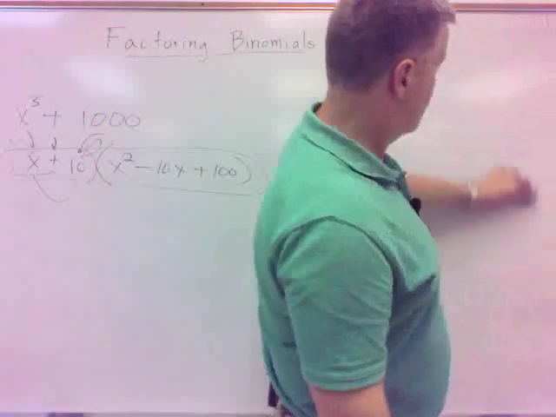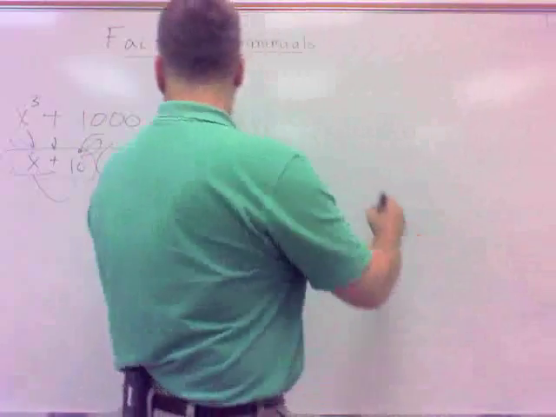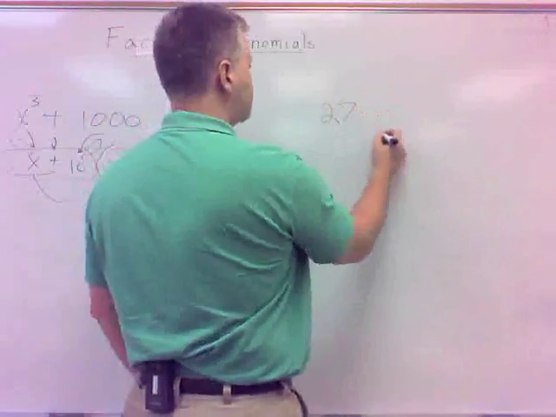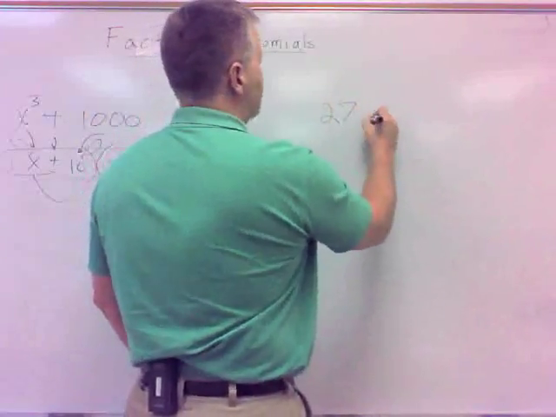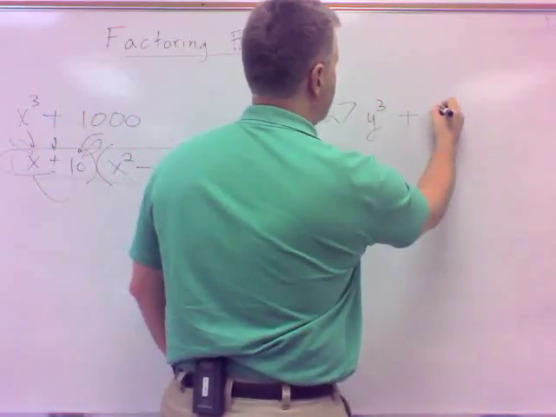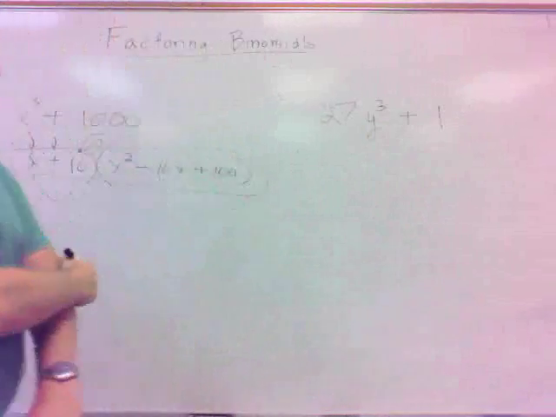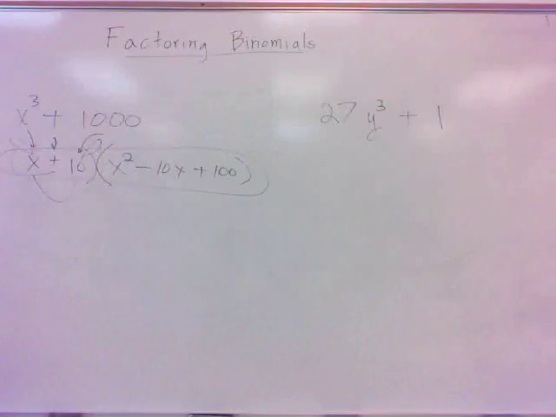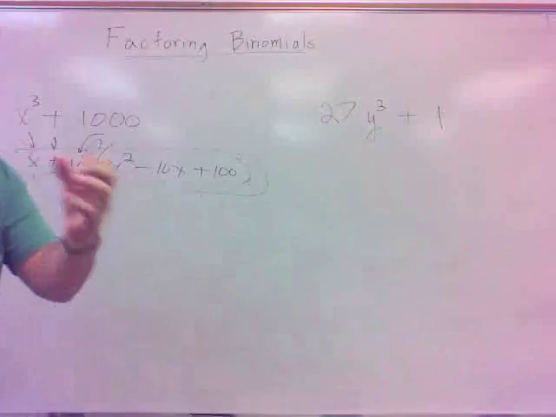Let me give an example of one more. 27y cubed plus 1. Well, again, we're talking cubes, aren't we? 27 is a cube. y cubed is a cube. What about 1? Is 1 a cube? What would you cube to get 1? You would cube 1 to get 1. Yeah. 1 can be a cube.